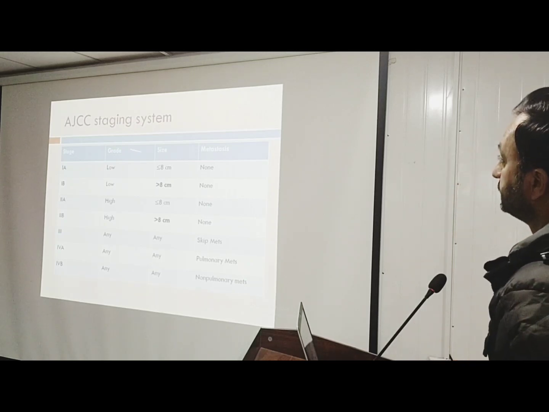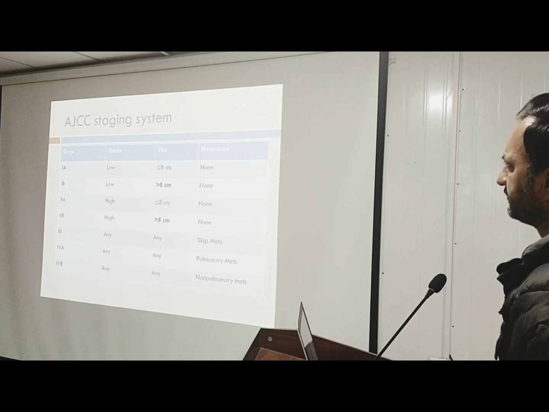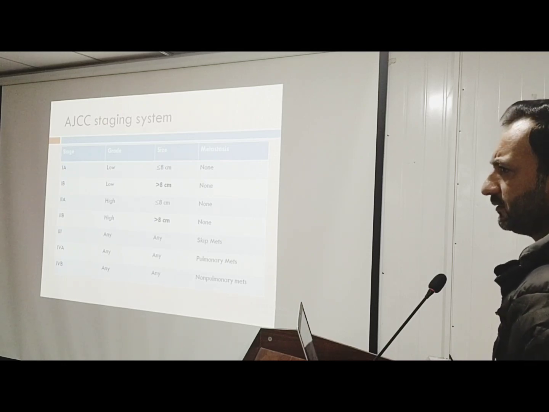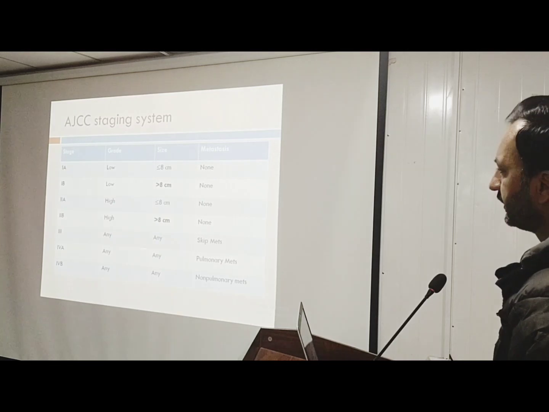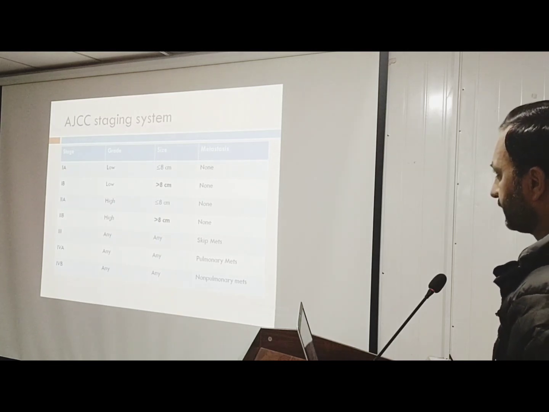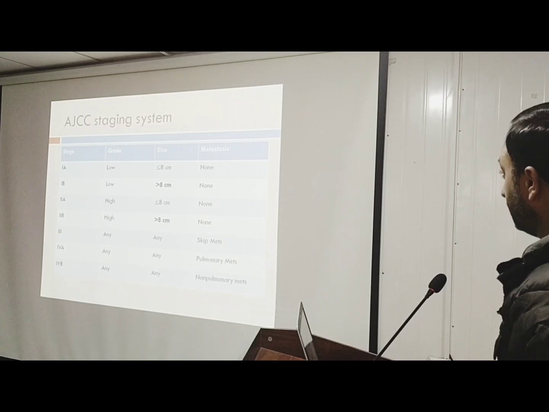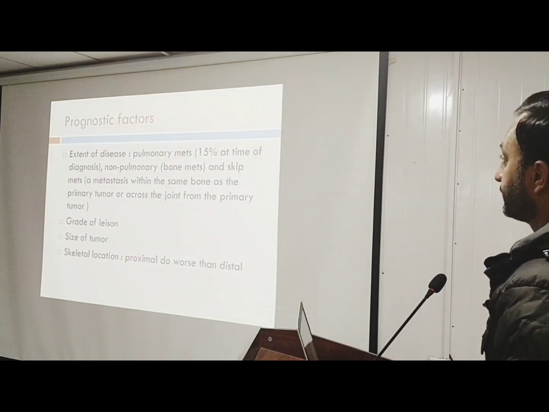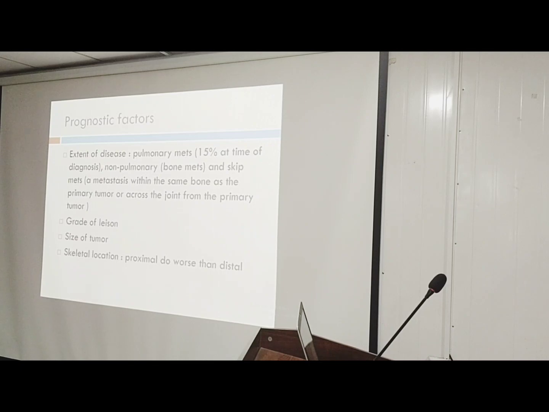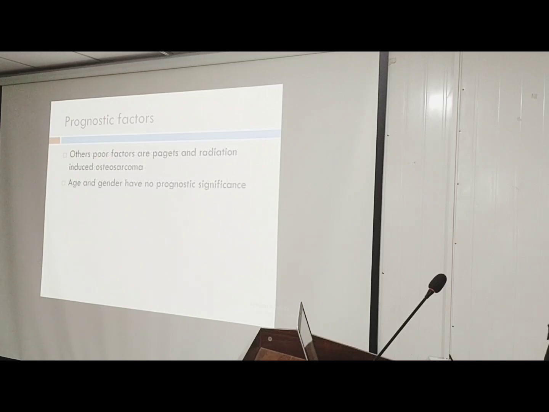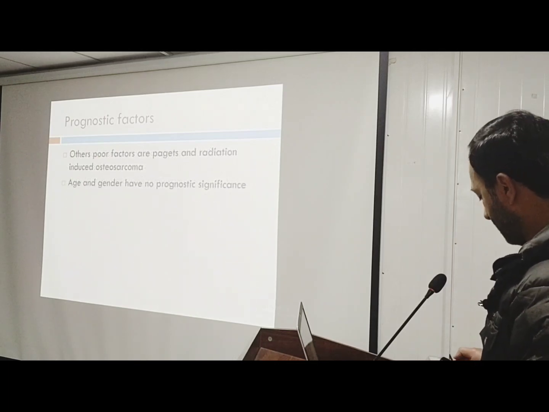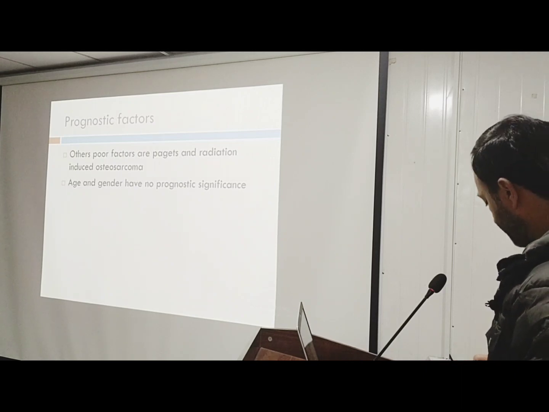This is the American Joint Committee staging system, depending upon the size of the tumor actually. The classification is almost the same, low grade, high grade. Prognostic factors: extent of the disease, grade of the lesion, size of the tumor, and skeletal location, proximal being worse than distal. Other poor factors are pigid and radiation-induced osteosarcoma. Age and gender have no prognostic significance.